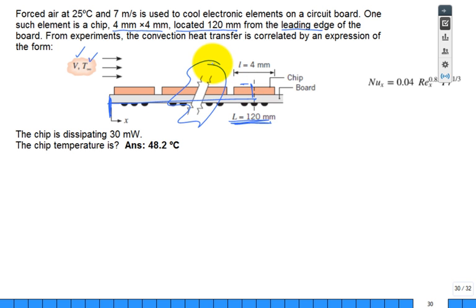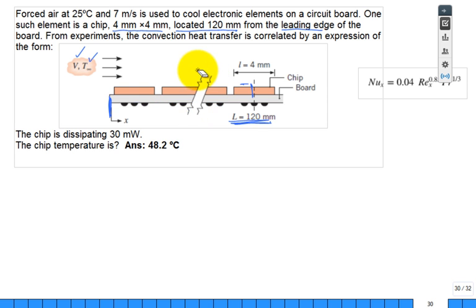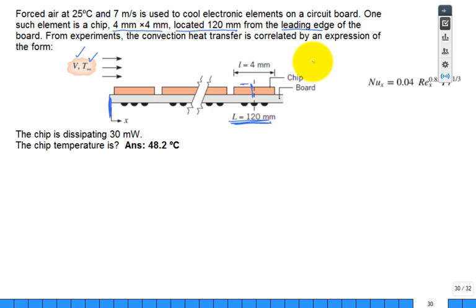What are they doing there? It's a lot further away from the leading edge. And then you have this little chip, which is 4 millimeter by 4 millimeter. And the chip is dissipating heat. Okay. From experiments, convection heat transfer is correlated by the expression of the form, and I covered it up. Let me move this out of the way. Here it is.